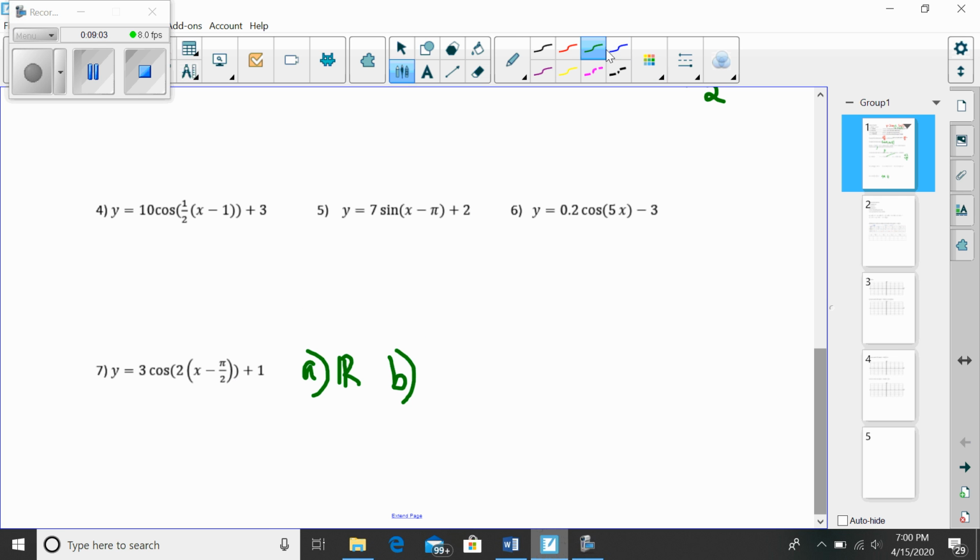Now, if I didn't have this 1 here, the range of 3 cosine x would just be -3 to +3. If I simply had 3 cosine x, that would be the range right here. But I take this and I shift it up 1. All right, so that means I need to add a 1 to both endpoints, right? Because the entire graph goes up 1 unit.